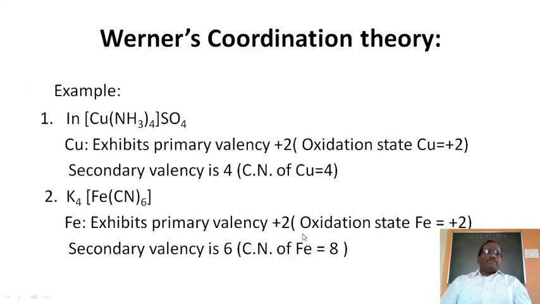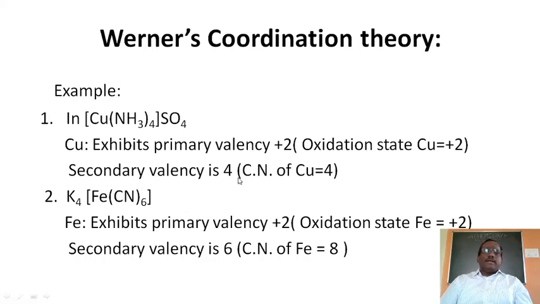For example, consider cuprammonium sulfate. We know this is a coordination compound because it undergoes ionization, forming [Cu(NH3)4] 2+ and SO4 2-. Here the central metallic atom is copper. This copper exhibits two types of valency. One is the oxidation state: copper exhibits the plus 2 oxidation state.